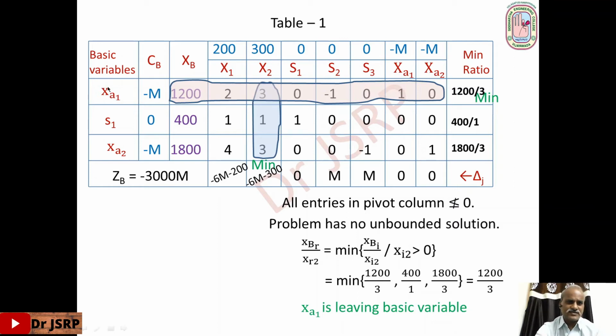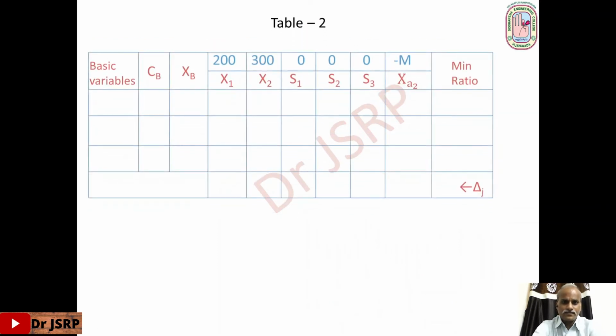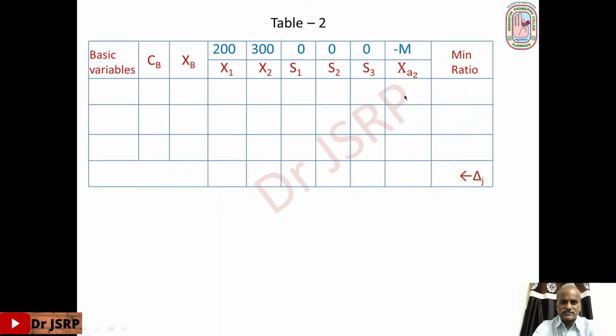Before going to the next table, observe here xa1 is the leaving basic variable, and it is an artificial variable. Once an artificial variable is eliminated from the solution, we cannot consider it further. Since our purpose is served here, in the next table we will remove the column corresponding to xa1. So here remove the column corresponding to the artificial variable xa1. So it is eliminated. So this is the structure of the table as usual.